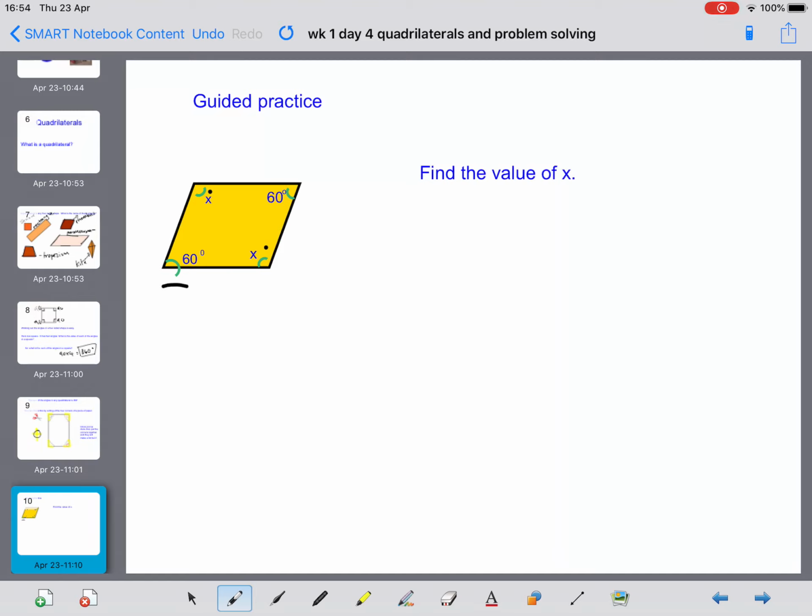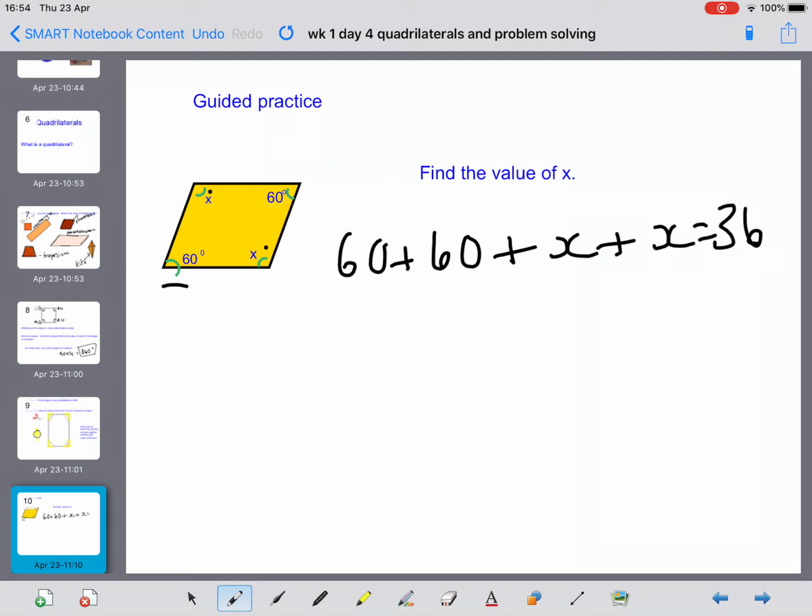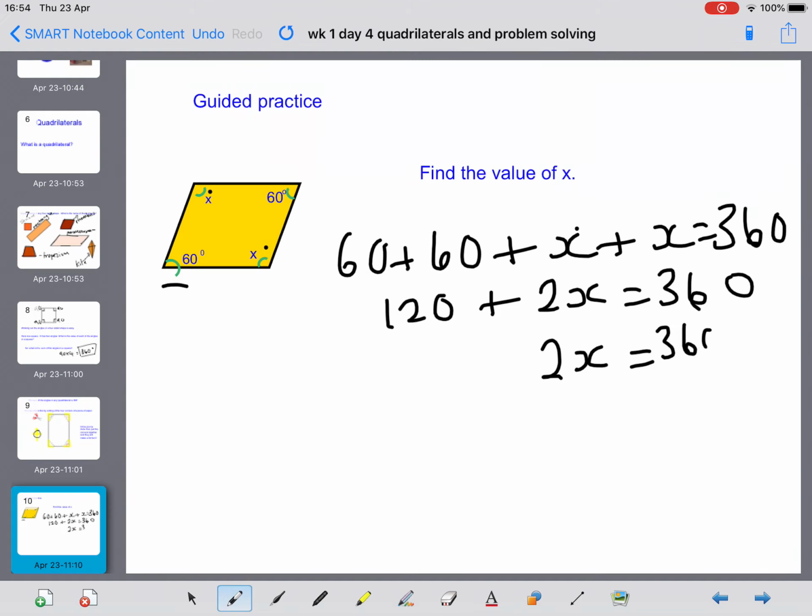Okay, so obviously the two x's are the same. We know that the angles all together are 360. So what we know is 60 plus 60 plus x plus x equals 360. We know that's 120, and x add x is the same as 2 times x, or 2x, so that's an easy way to write it. So 2 lots of x is 360 take away 120. 2x is 240, so x is 120, because it's 240 divided by 2.